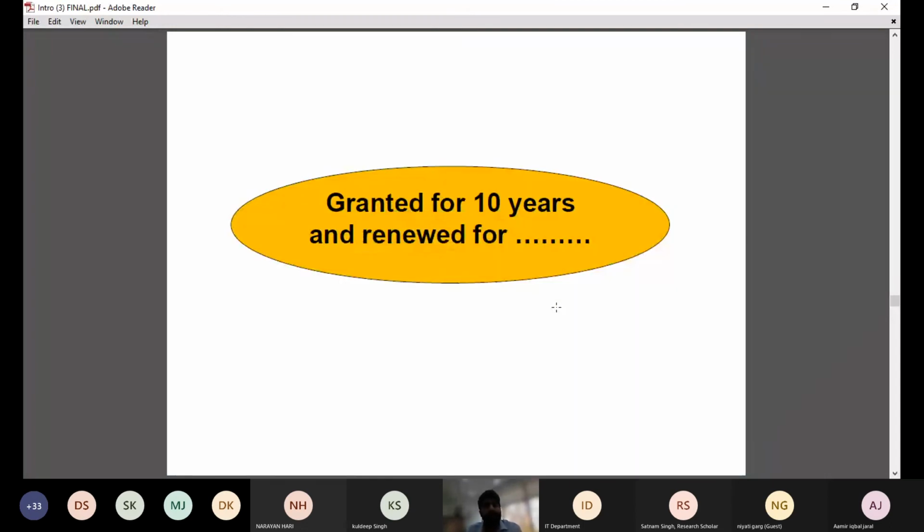A trademark is basically granted for a period of 10 years and can be renewed for any number of years. That means after every 10 years, you can renew your trademark application, and it is basically for a lifetime. And previously, I think I forgot to mention, a patent is given for 20 years. That means if you have invented some technology, you will enjoy the exclusive right for a period of 20 years only. After that, it will become public.